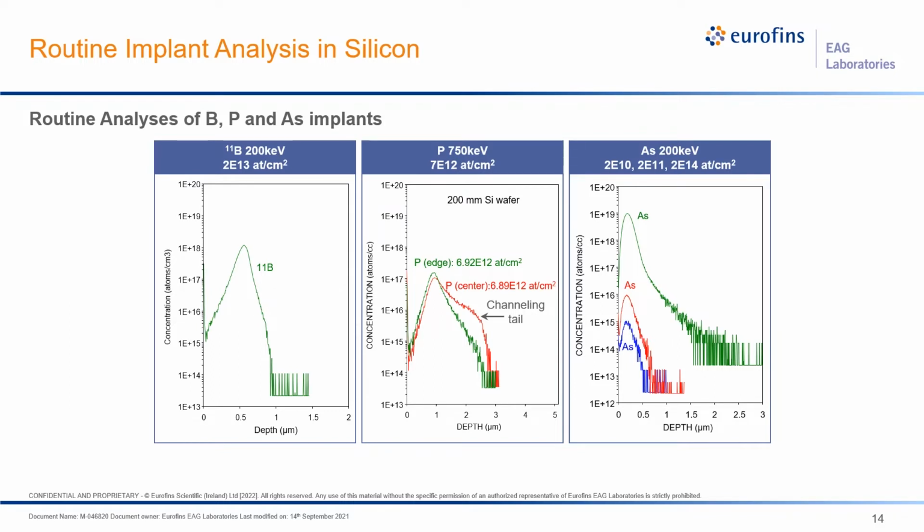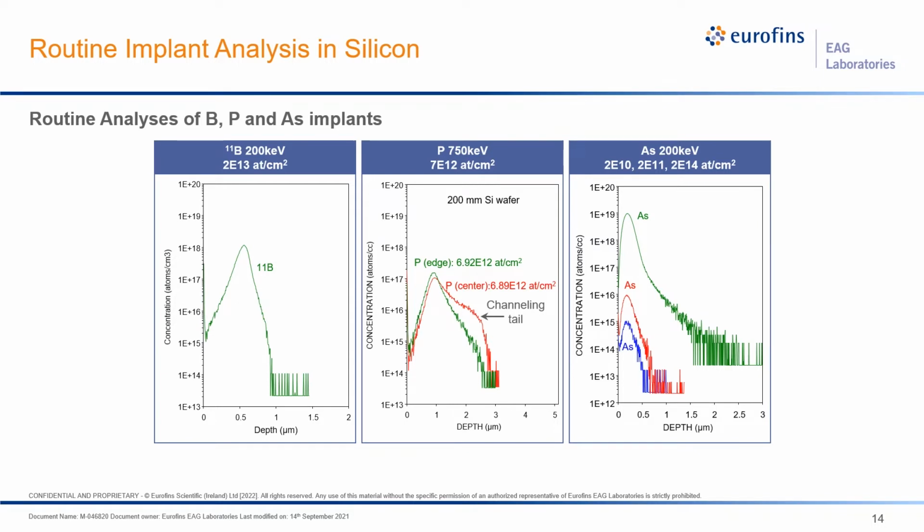More importantly, because it's a depth profiling technique, we can actually see differences in profile shapes. In this case, we're looking at a phosphorus implant, and we are measuring the phosphorus implant at the edge of the wafer and at the center of the wafer. Even though the dose, or the total amount of phosphorus put in the sample, is the same between the center and edge, we see a big difference in the profile shape.